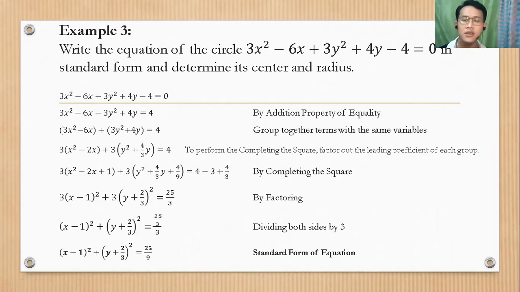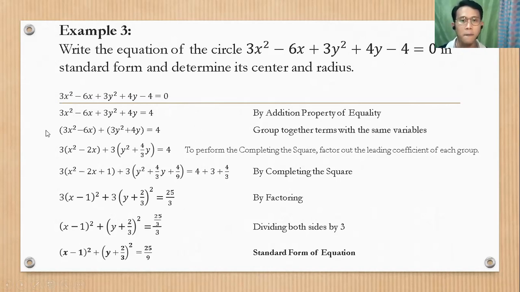And how are we going to convert that? We will be applying some property of equality here and other algebraic methods. Let's start. Let's write first the general equation here. And after that, by addition property of equality.